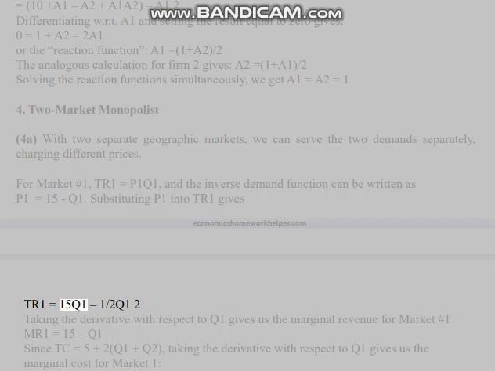TR1 equals 15Q1 − 1/2 Q1². Taking the derivative with respect to Q1 gives us the marginal revenue for market number 1: MR1 equals 15 − Q1. Since TC equals 5 + 2(Q1 + Q2), taking the derivative with respect to Q1 gives the marginal cost for market 1: MC1 equals 2. Monopolists price such that MR equals MC, so set 15 − Q1 equals 2, or Q1 equals 13 units. Substituting Q1 back into the inverse demand function gives the price P1 equals 15 − 1/2 Q1, equals $8.50.